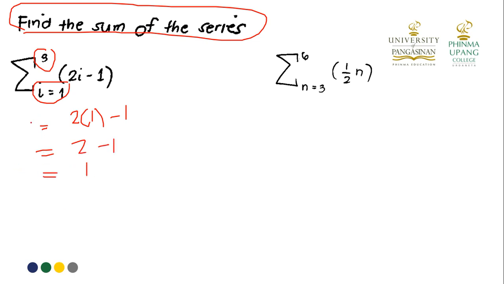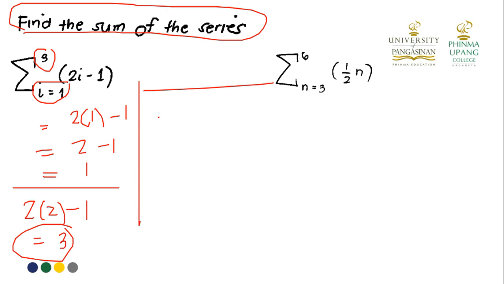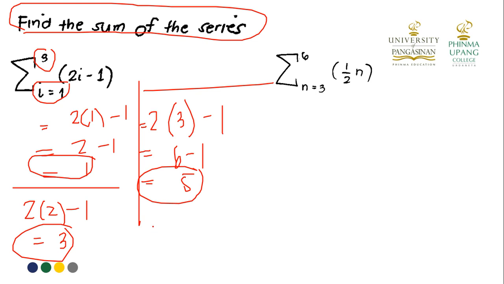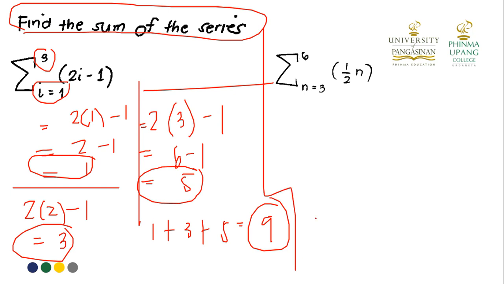That is our first. Okay, next, yung second naman is 2 times 2 minus 1. So, what is the answer here? It's 3. Okay, next, it's 1, 3. We're done with 2. So, the last term is 3. So, 2 times 3 minus 1. The answer here is 2 times 3 is 6, then minus 1. 6 minus 1, the answer here is 5. So, kunin natin lahat ng mga answers natin. 1 plus 3 plus 5, and the answer here is 9.